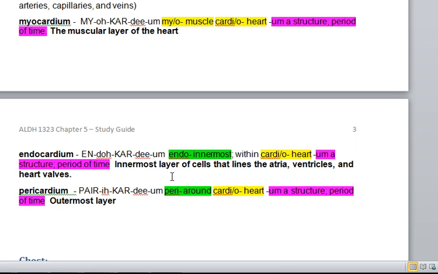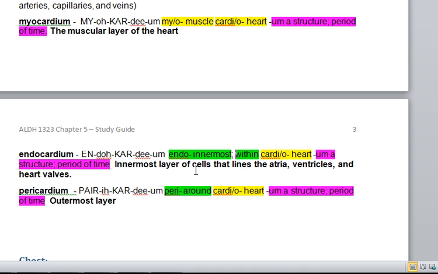Endocardium. Endo is innermost, or within. I missed that, so I might want to highlight that. Cardio is heart. Ium is a structure or a period of time. In this case, it's a structure. So endocardium is the innermost layer of cells that line the atria, ventricles, and heart valves. It's probably enough to know that the endocardium is the innermost layer.